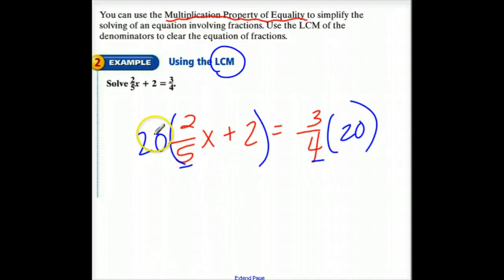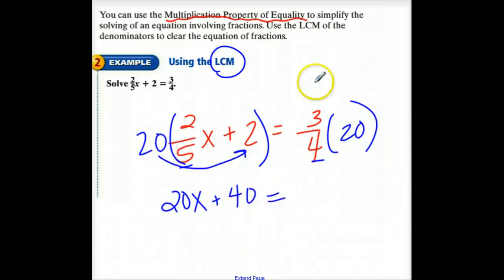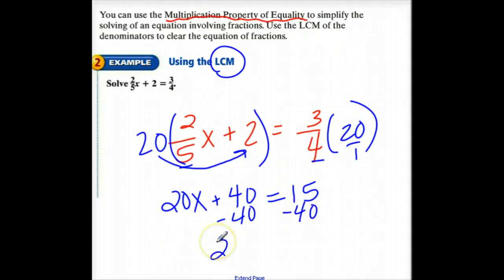So 20 times 2 is 40, divided by 5 is 20x. 20 times 2 is 40. Then on this side, 20 times 3 is 60. 60 divided by 4 is 15. Now I have a two-step equation. I'm going to minus 40 from both sides. I'm left with 20x equals 15 minus 40, which is negative 25.